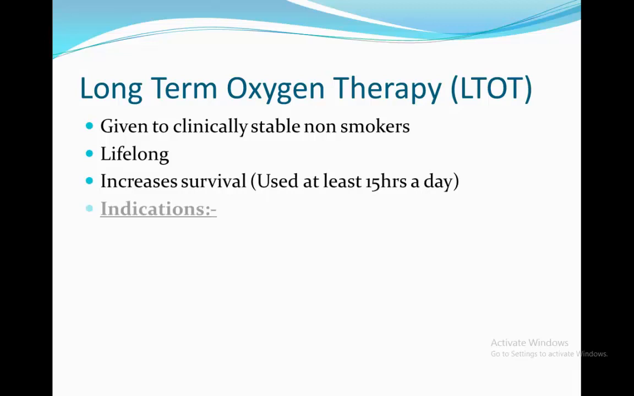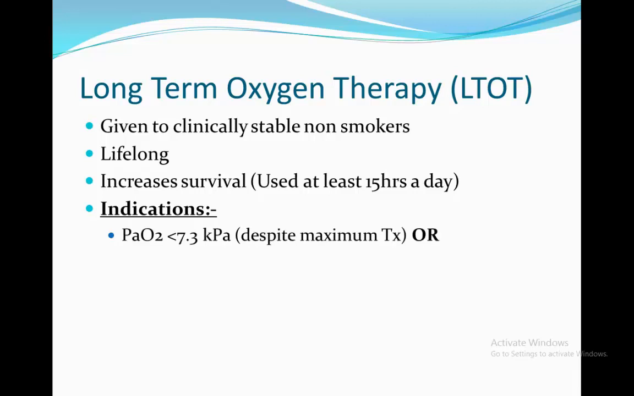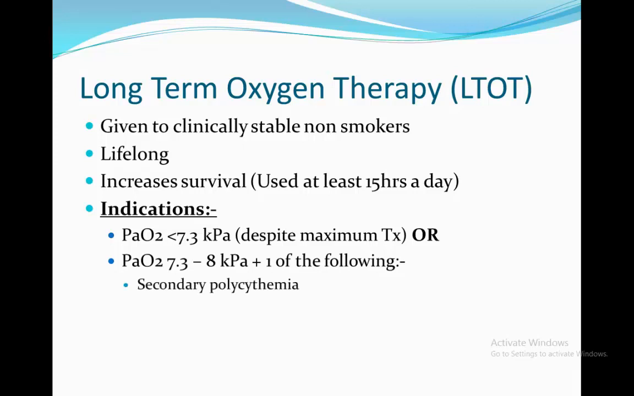The indications for long-term oxygen therapy all depend on the readings on the ABGs. The reading must be constantly low on 2 separate readings that are 3 weeks apart. The partial pressure of oxygen must be less than 7.3 kilopascal despite maximum treatment, or between 7.3 and 8 kilopascal, and also have either secondary polycythemia, peripheral edema, or pulmonary hypertension.